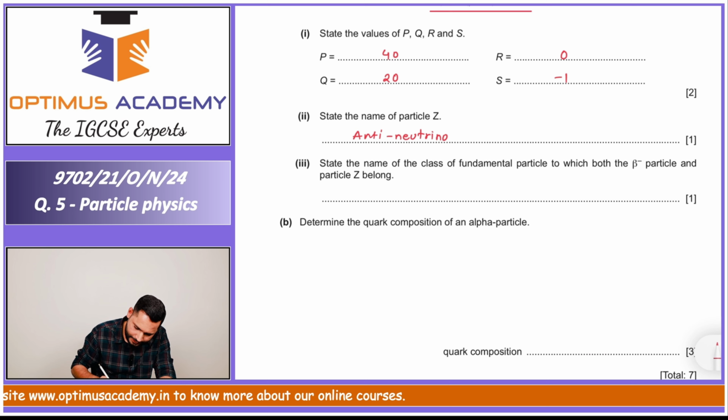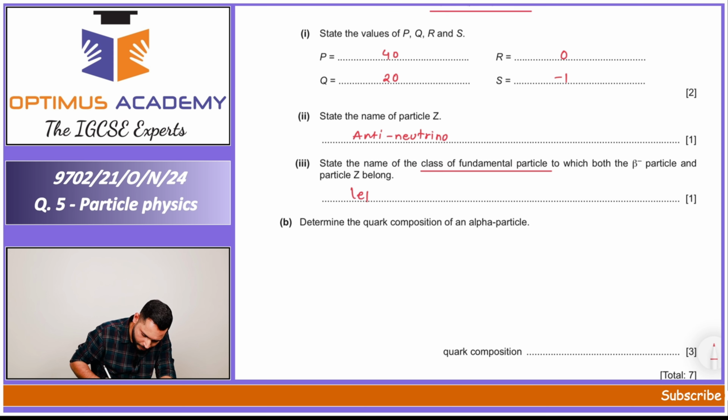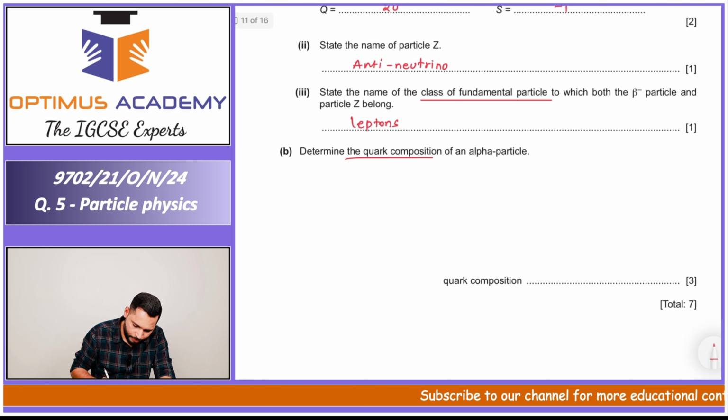Okay. Next, state the name of the class of fundamental particles to which both beta minus particles and particle Z belong. Beta minus particle is similar to electron, and so we say that they belong to a group called leptons. Next, determine quark composition for an alpha particle.